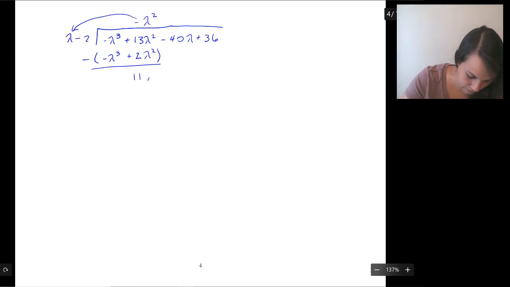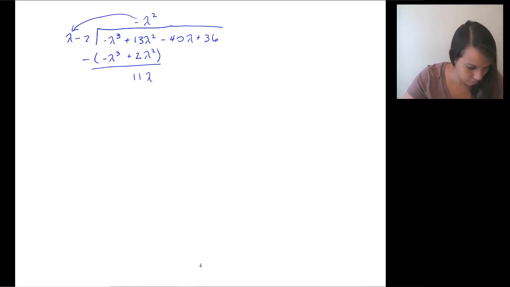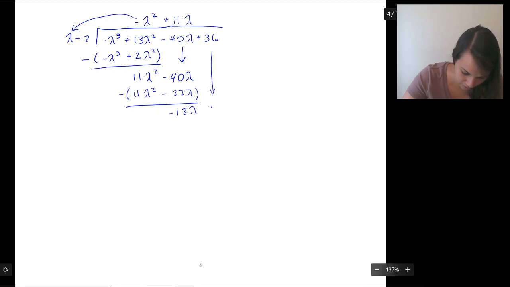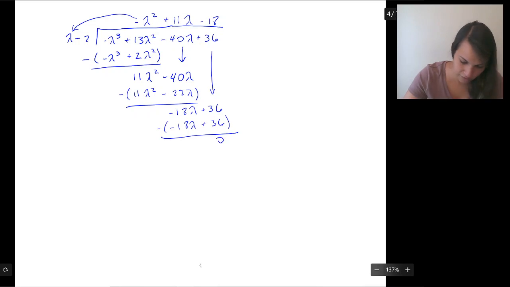So here we go. Now we have 11. And then we bring the next number down, which in our case is an entire term. Okay, and then now we repeat. Now we want to match this 11 lambda squared. So plus 11 lambda. So that's 11 lambda squared. Minus 22 lambda. Subtract that off, get a negative 18 lambda, bring down the 36. So minus 18 lambda plus 36. Excellent. So when we subtract it off, we get 0.